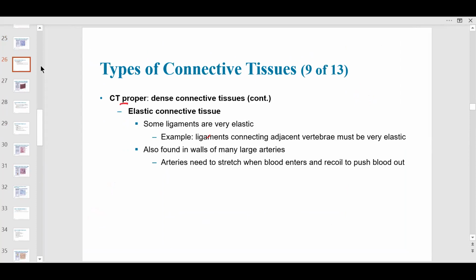Connective tissue proper, continuing with dense. Now we have elastic connective tissue. Remember, this is not elastic cartilage. Some ligaments are more elastic than others, right? We'll learn about that, some ligaments, but I like it here.